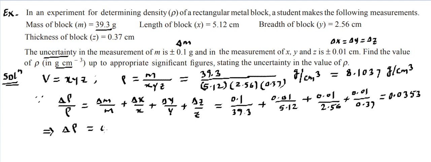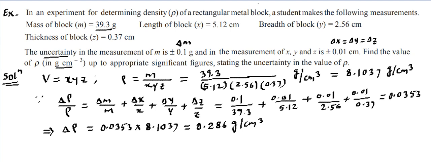It is going to be 0.0353 into the value of density. We have already calculated the value of density. It's 8.1037. Again we need to multiply these two numbers to get the value of delta rho, that is the error in rho. This calculation will give you the value of delta rho, which is going to be equal to 0.286, in terms of gram per centimeter cube.